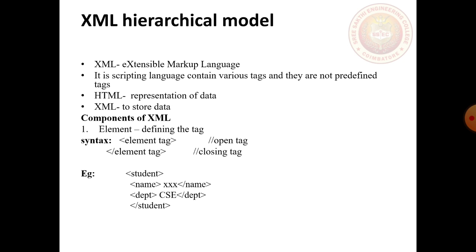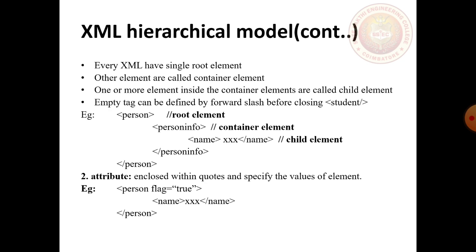It can contain an open and closing tag. In this example, the student has a corresponding closing tag. Inside the student it has two different tags, name and department. Every XML has a single root element. Inside the root element, the tags are called container elements. One or more elements inside the container element are called child elements.